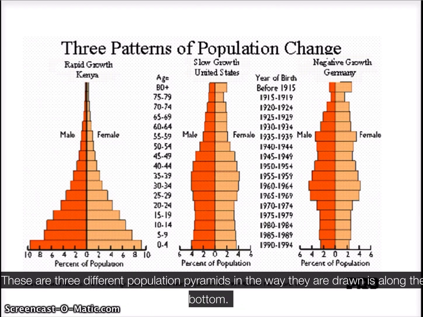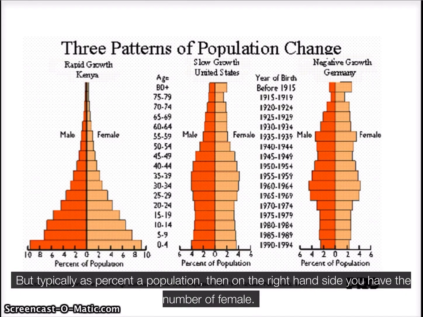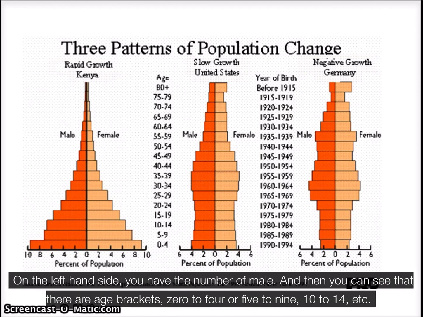These are 3 different population pyramids. And the way they are drawn is along the bottom, you have percent population, and sometimes you might see that in thousands or millions of people, but typically it's percent of population. Then on the right-hand side, you have the number of females. On the left-hand side, you have the number of males. And then you can see that there are age brackets, 0 to 4, 5 to 9, 10 to 14, etc.